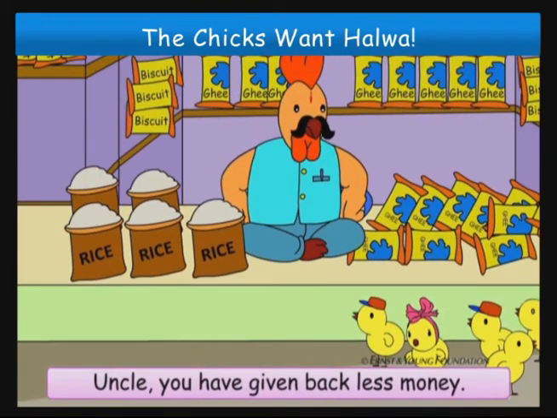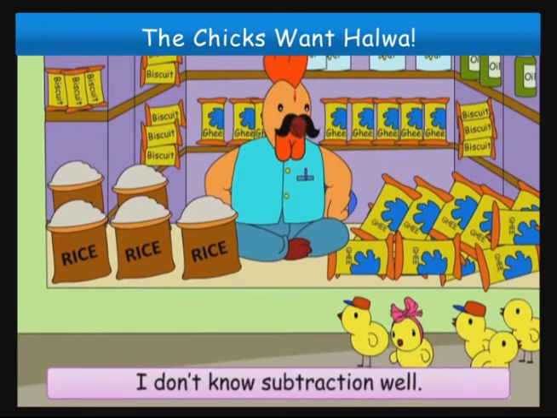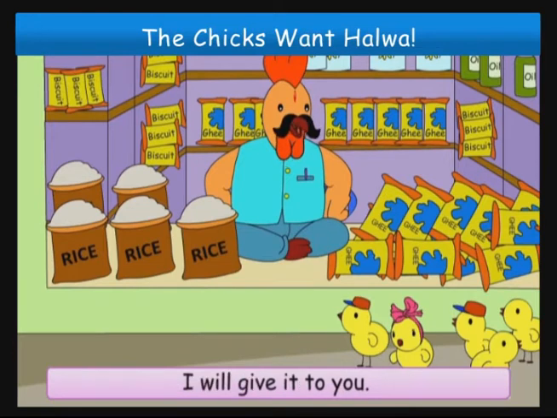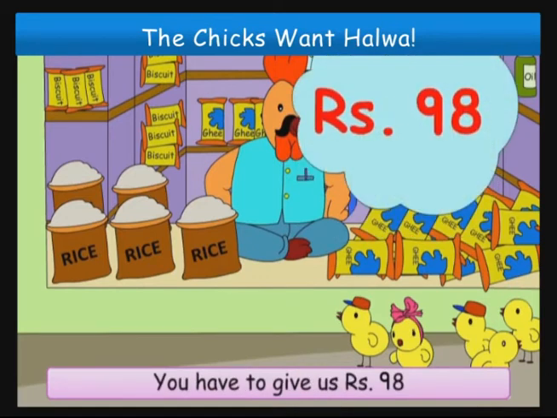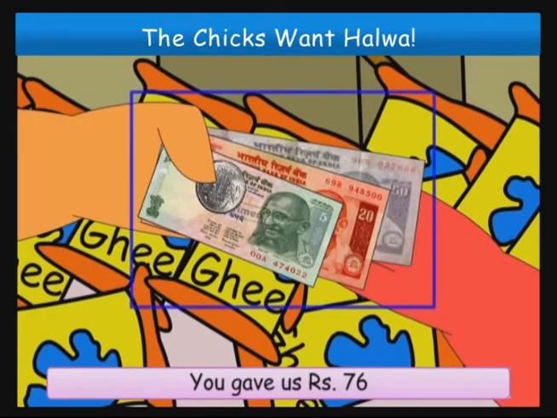You have given back less money. Children, I was not cheating you. I don't know subtraction well. You tell me how much more I have to return to you. I will give it to you. Uncle, I will tell you. You have to give us 98 rupees. You give us 76 rupees.